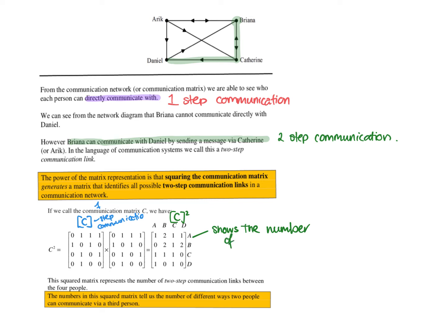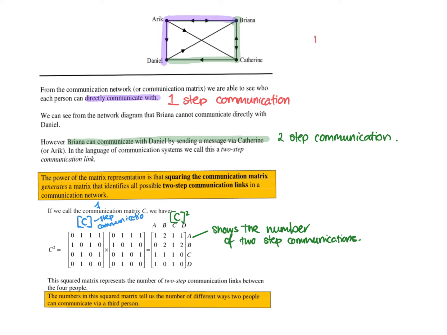Okay, and what that matrix shows is the number of 2-step communications. Okay, so if we looked at Brianna up there, I'm just going to go back to our Brianna up there. So she got a message to Daniel via Catherine. She can also get one by going via Arik to Daniel. Can you see that as well? Yeah, that would be another 2-step. So are there any other options that Brianna can get a message to Daniel via 2 steps? No? So I'm going to write it.